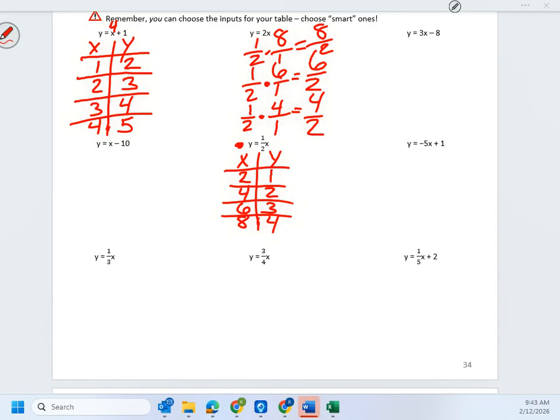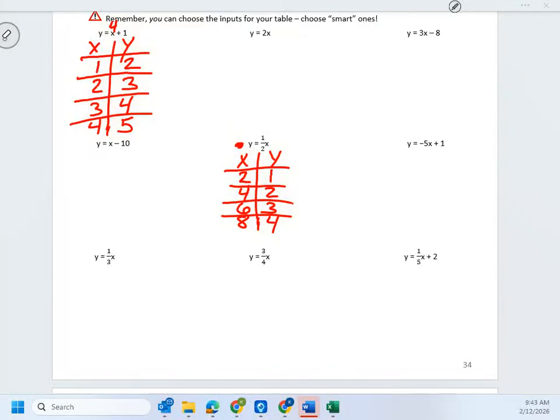So when we say choose smart inputs, choose numbers that are easy for you to work with. So on the fractions, you really want to choose those multiples of the denominator, so you end up with those whole numbers when you put it in. So that's for when you're multiplying by fractions. On the other ones, you choose what your input is. For me, smart ones would be just 1, 2, 3, 4, because that's just the way my brain likes to go. That does not mean that's what you have to choose. Choose those inputs that work for you, that are easy to work with.